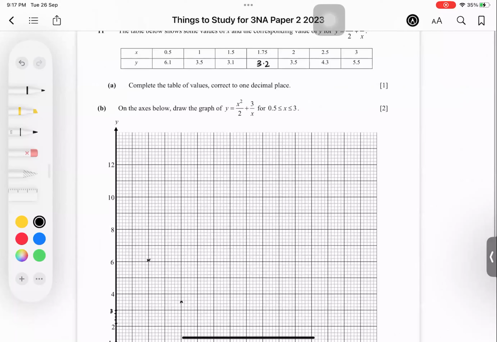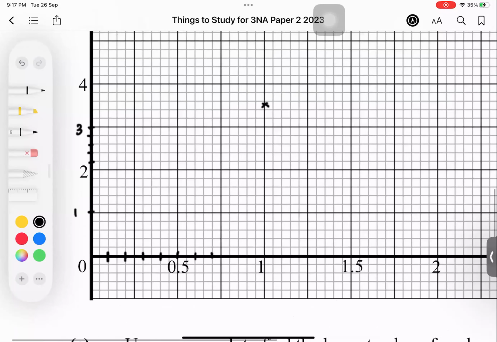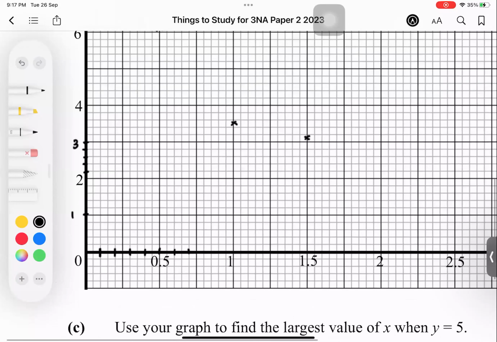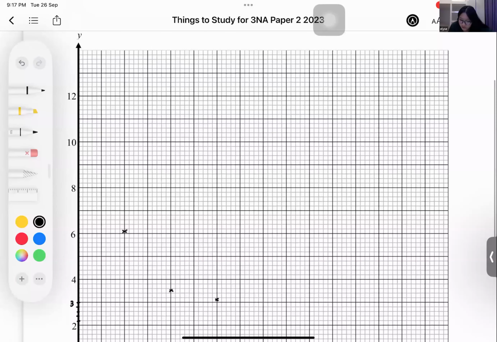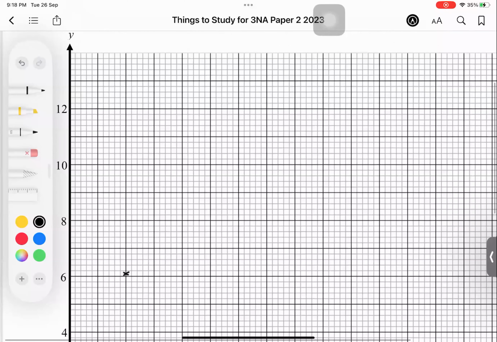So now, first question over here, 0.5, 6.1. X is 0.5. But 0.1 is in the middle because now 1 square is 0.2 unit. Next one, 1, 3.5. 1, 3, 3.5 in the middle. 1.5, 3.1. Can somebody help me read out the number? Then I don't need to keep zooming in and out. 2 is what number? 3.5.